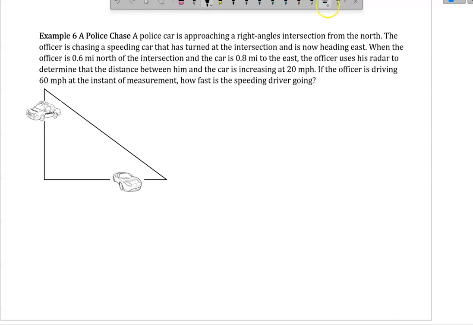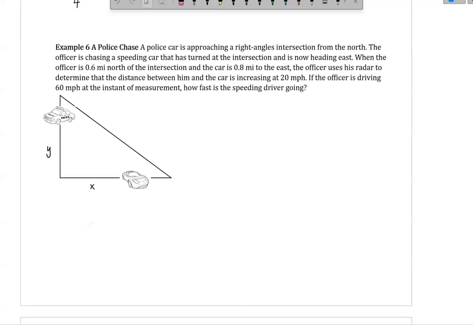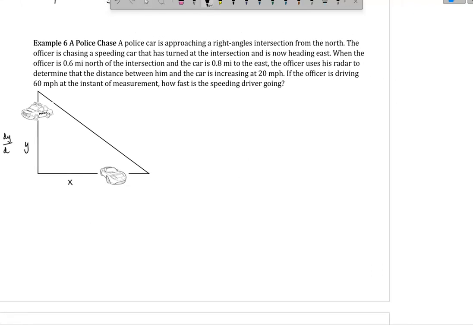But generally speaking, I'm going to call the distance from the policeman to that intersection y. And I'm going to call the distance from the intersection to the speeding car x. Note that both of these variables are changing, so there is a dy/dt, and there's also a dx/dt. I will point out that dy/dt has to be negative because y is decreasing, while dx/dt has to be positive because x is increasing. The distance between that car and the intersection is increasing as he continues to drive off to the east.